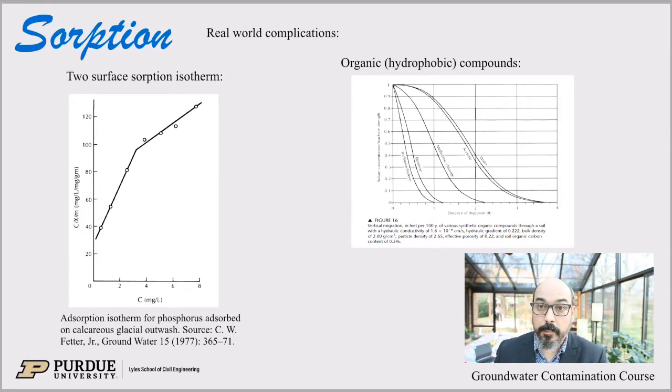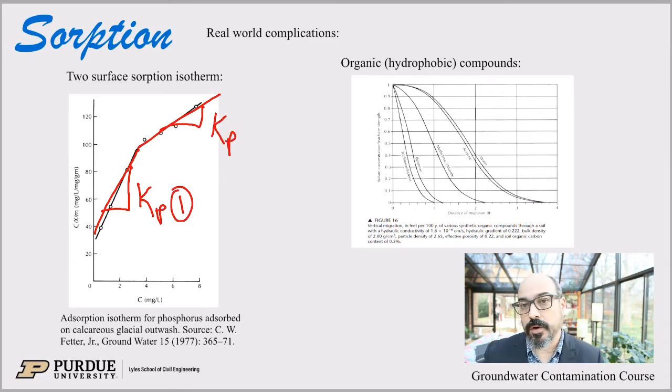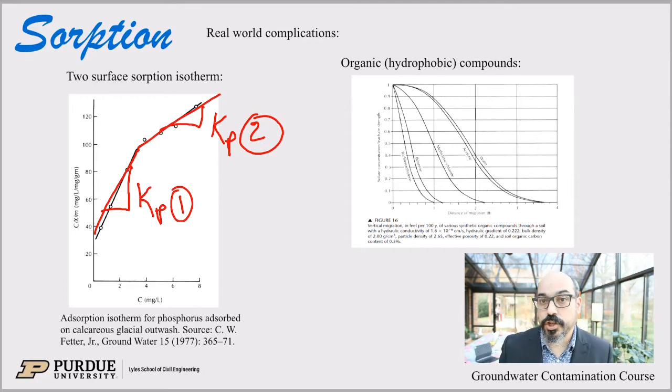Now there's other complications around the topic of sorption. One of them is these two-surface sorption isotherms. So imagine that now you have a heterogeneous media, where you have two types of surfaces, let's say, and you have different affinities for those two types of surfaces. So it could be, let's say, two types of minerals, or maybe you have minerals and organic surfaces, and you have two different types of affinities for those, right? Now you can have different Kp. See what I mean? Like the partition coefficient is still a constant, but only over some range of concentration.